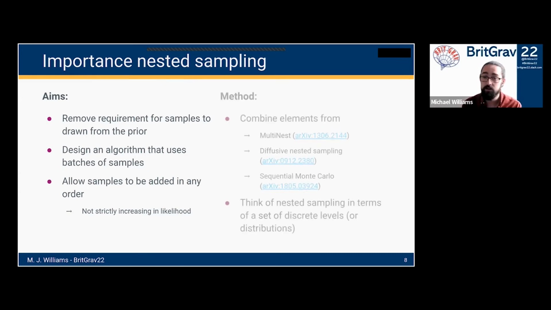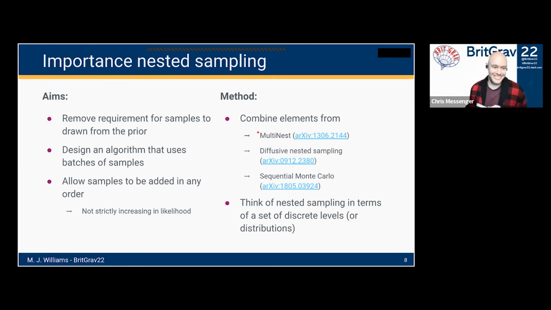And our method for doing this is going to combine elements. 2 minutes? 2 minutes. Great, thanks, Chris.